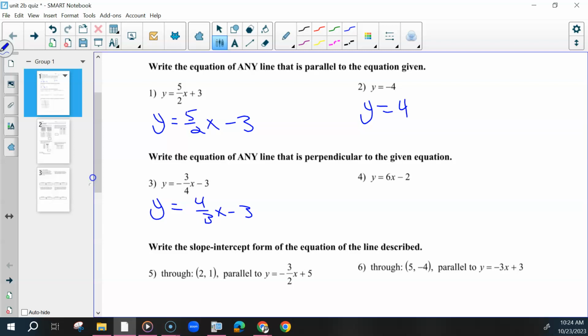For number 4, remember this is over 1, so when you flip it, it becomes -1/6 x. Keep the y-intercept the same, change it, doesn't matter. Questions on 3 and 4?